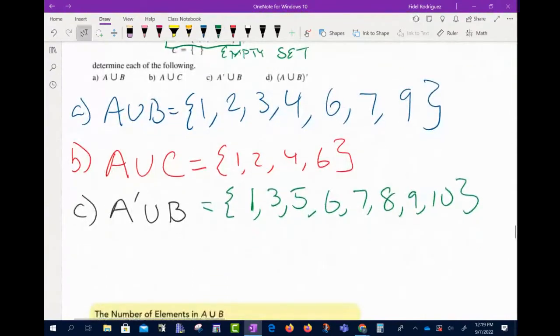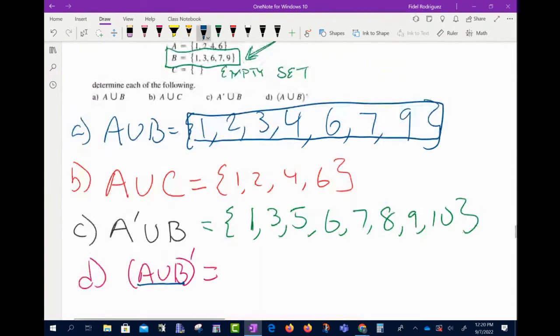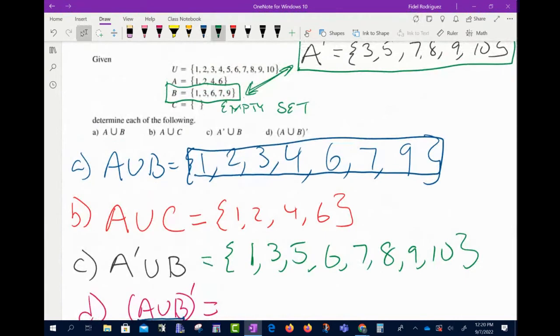Okay, and there is a part D, so we're going to do part D right now. So part D says, let's find A union B complement, okay? Now, y'all, the way we find A union B complement is we first have to know, what does A union B look like? Well, hey, we did that in the first part, right? That was my part A. We did A union B right here. So what we're going to do is we're going to look at those numbers, and we're going to come back to our universal set.